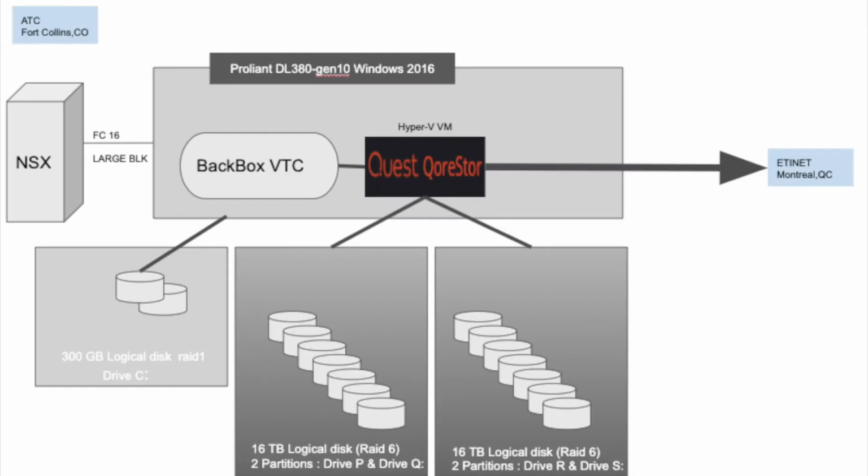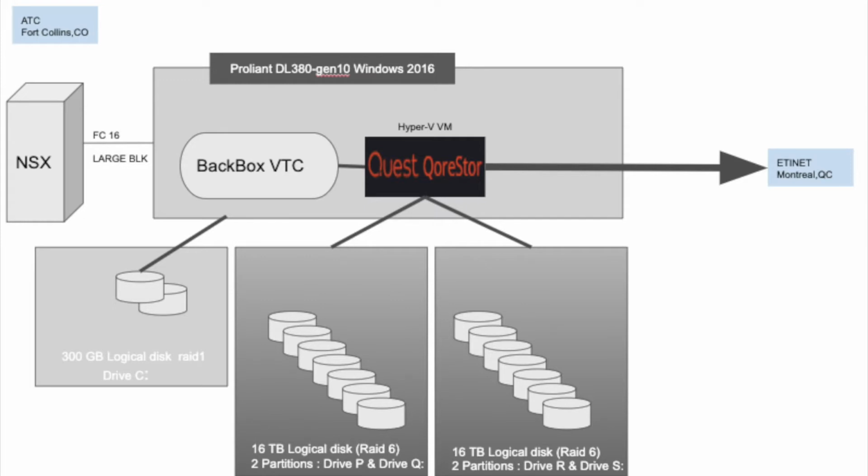At ATC in Fort Collins, Colorado, we have a NonStop X connected to a BackBox VTC. The connection is using HBA at 16 gig, and we are also using large block between the NonStop and the BackBox VTC to have fast backup.